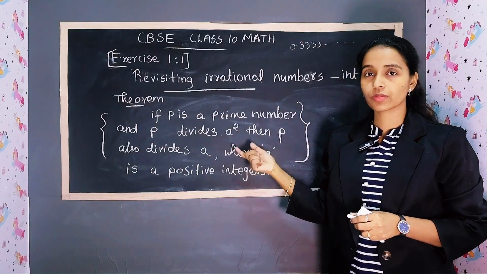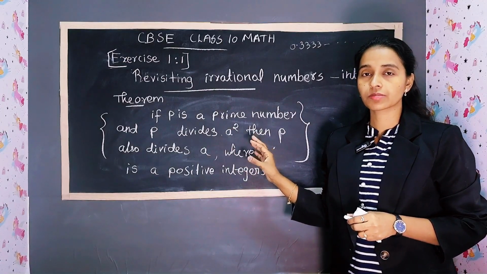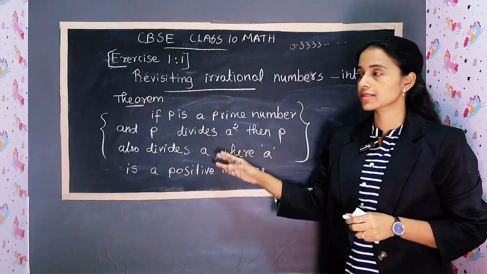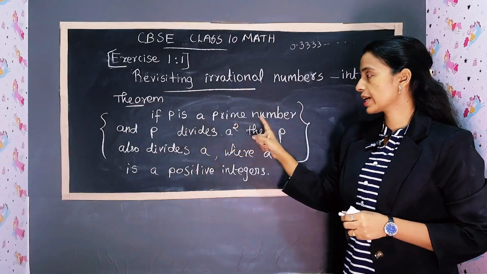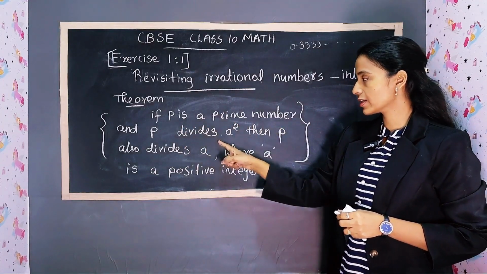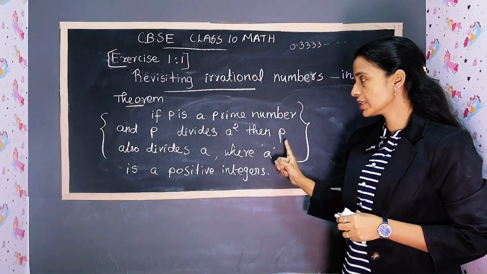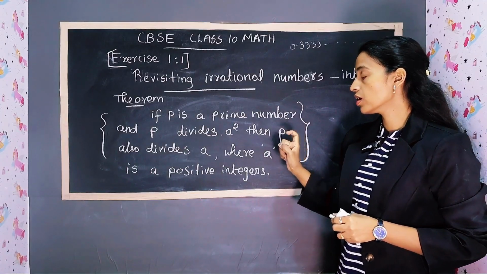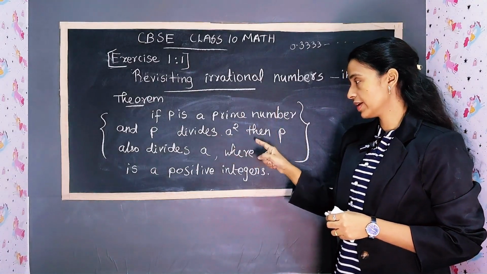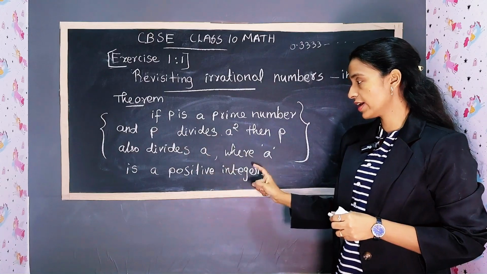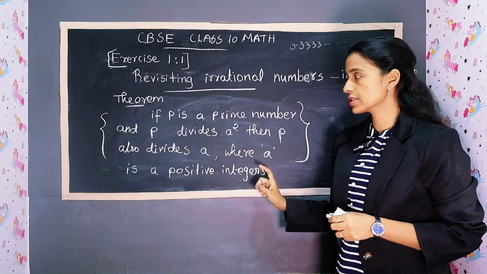The problem seems complicated, but the technique is very simple. You have to know these lines. If p is a prime number and p divides a square, then p also divides a, where a is a positive integer.